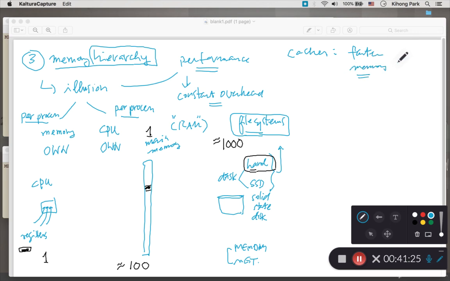Faster than what? Vis-a-vis our main memory. That's going to be our reference point. So we are not even going to mention disk in this context. This will come into play for a different reason.